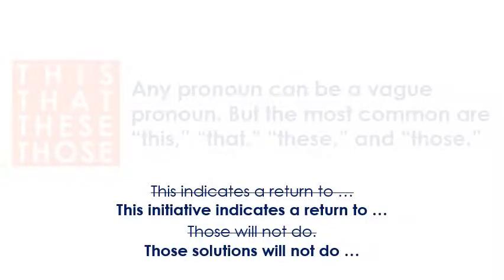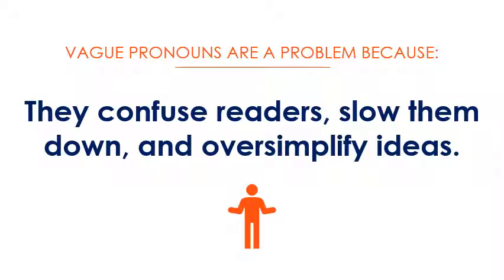And so to fix these sentences, all that we need to do is just put that noun after the vague pronoun so that the sentences would read, this initiative indicates a return to, and those solutions will not do. It's that easy. Now, to summarize, vague pronouns are a problem because they confuse readers.